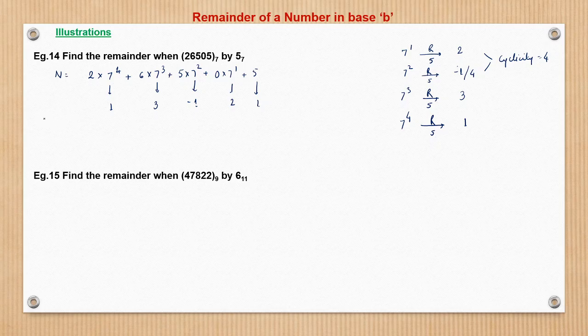So now what will happen here, n by 5 remainder would be 2 into 1, 2, plus 6 into 3, 18, minus 1 into 5, minus 5, 0, plus 5. This would be 18 plus 2, 20, minus 5, 15, plus 5, 20. 20 by 5, the remainder is 0. So 0 is the remainder, right?